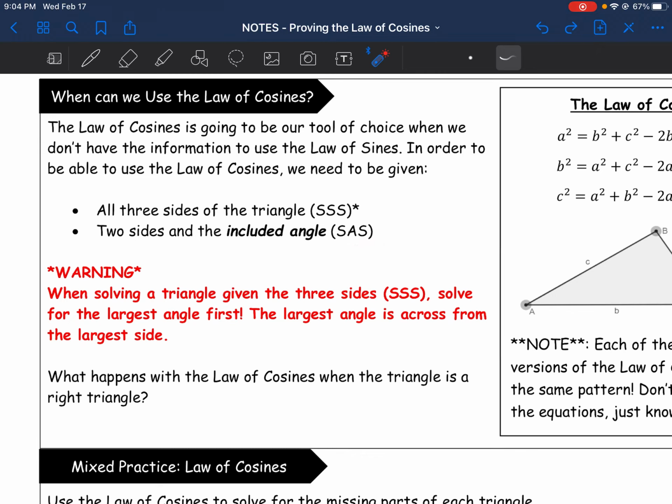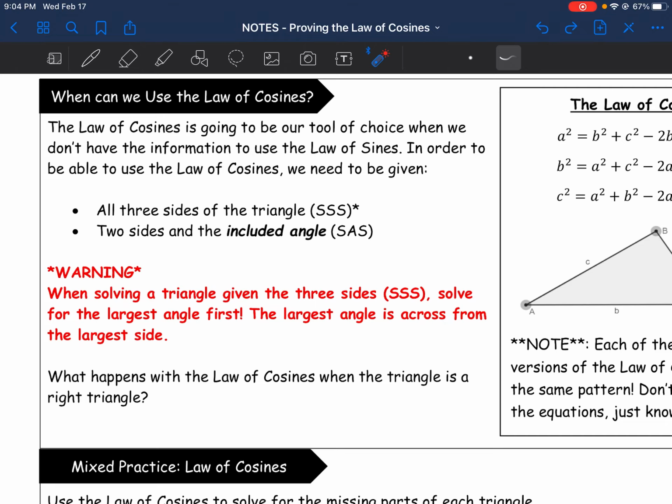Now, one thing that you want to be a little bit careful with, when you're given all three sides of the triangle, you want to make sure to solve for the largest angle first. And the largest angle is the angle that's across from the largest side. The reason you want to solve for the largest angle first is because if you don't, you might actually run into an ambiguous case, and we don't want to run into that. So just make sure that you solve for the largest angle first.